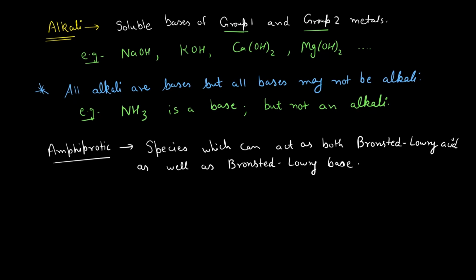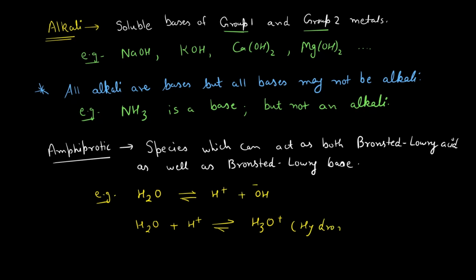For example, water. Water is amphiprotic. Why? Because water can dissociate to give H plus ion, and because it gives out H plus ion, it behaves as an acid. Water also acts as a Bronsted-Lowry base, because it can accept a proton and form hydronium ion. This is called hydronium ion. So water is an amphiprotic species. It can act as Bronsted-Lowry acid as well as Bronsted-Lowry base.